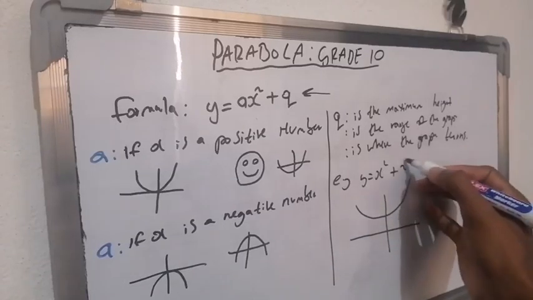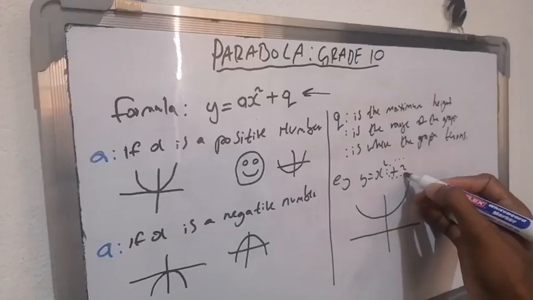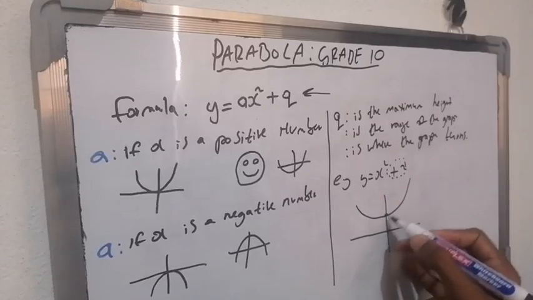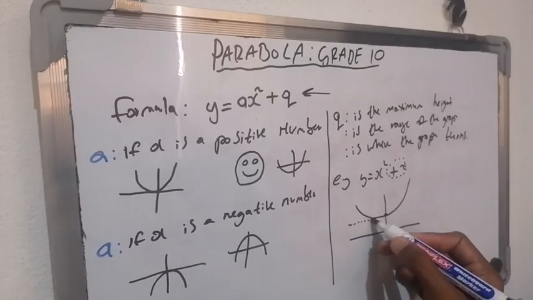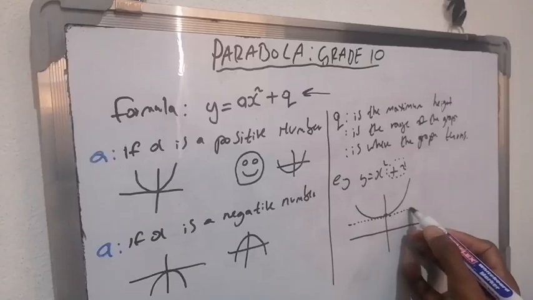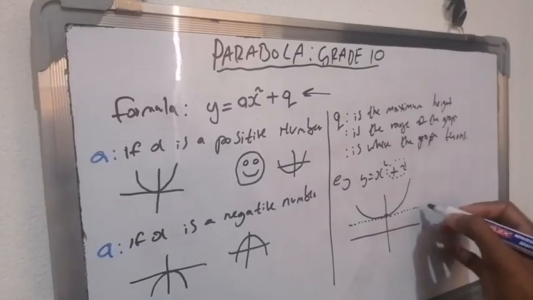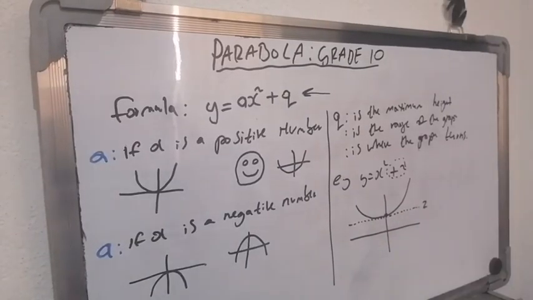That means the value of the q there will be represented by where the graph tends. So it will turn exactly at 2. It will turn exactly at the value of 2.